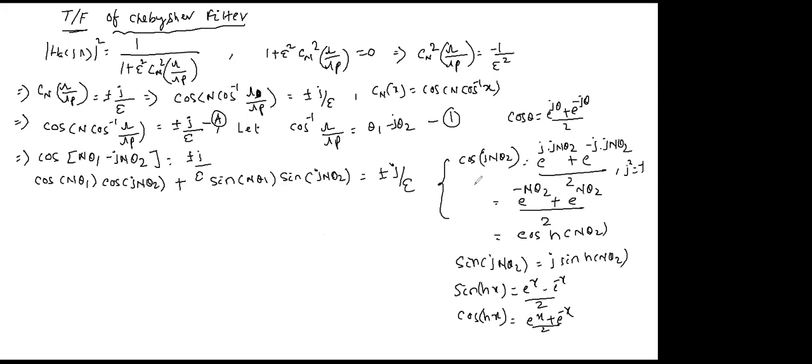Now what I will do, in place of sin of jnθ2 and cos of jnθ2, I will use these hyperbolic functions. Yes or not? That is cos of jnθ2 equals cosh of nθ2 and sin of jnθ2 equals j sinh of nθ2. If you use this, then what you will get?